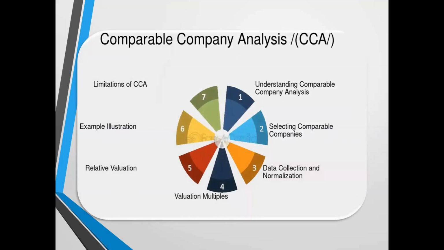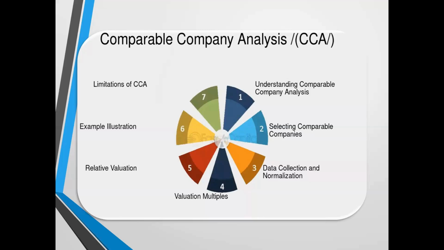Comparable company analysis. The first one is understanding comparable company analysis. This involves grasping the concept of valuing a business by comparing it with similar companies in the market. It uses financial ratios to assess relative value. The next is selecting comparable companies, by choosing peer firms based on similar industries, size, growth rate, and market characteristics for meaningful comparison.